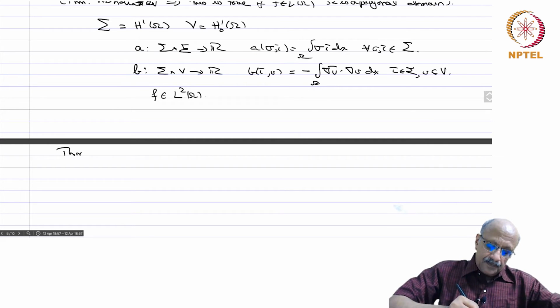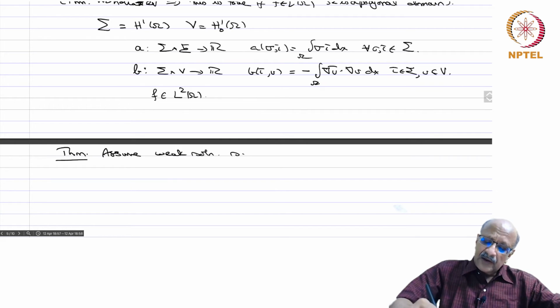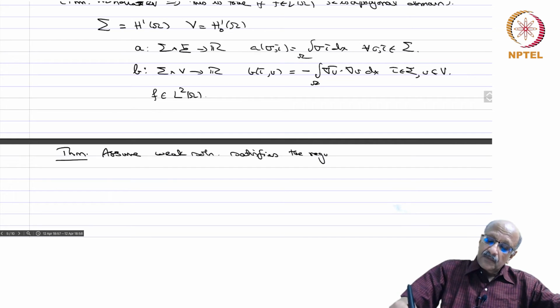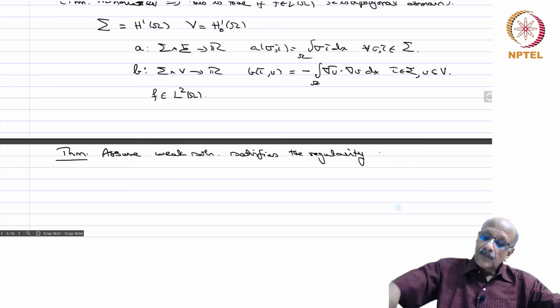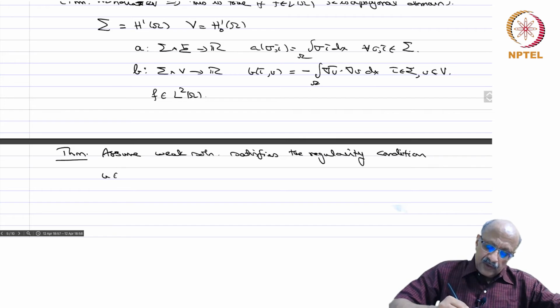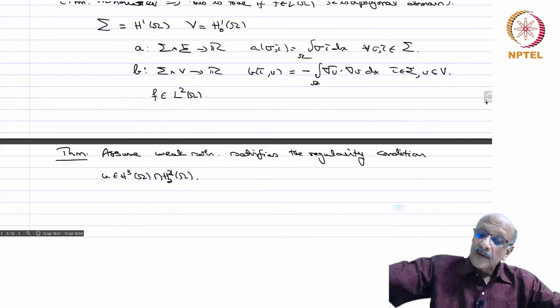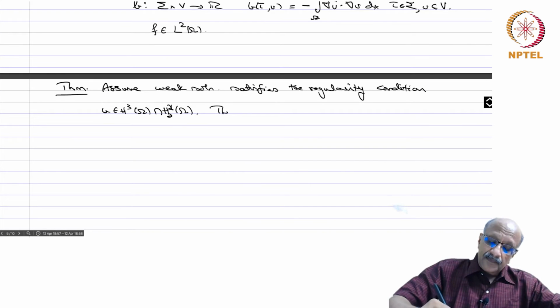So theorem: assume the weak solution satisfies the regularity condition, namely u is in H3 of omega intersection H20 of omega. Okay. Then sigma u equals minus Laplacian u.